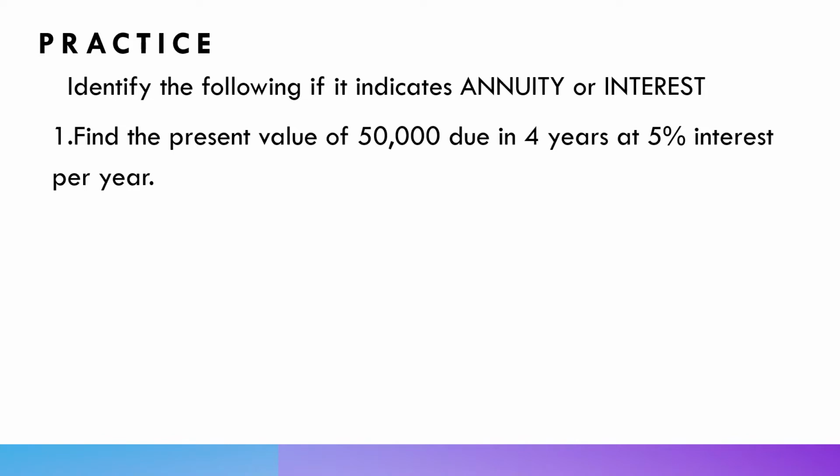Let's have this practice. Identify the following if it indicates annuity or interest. Number 1: find the present value of 50,000 due in 4 years at 5% interest per year. The answer for this is interest.